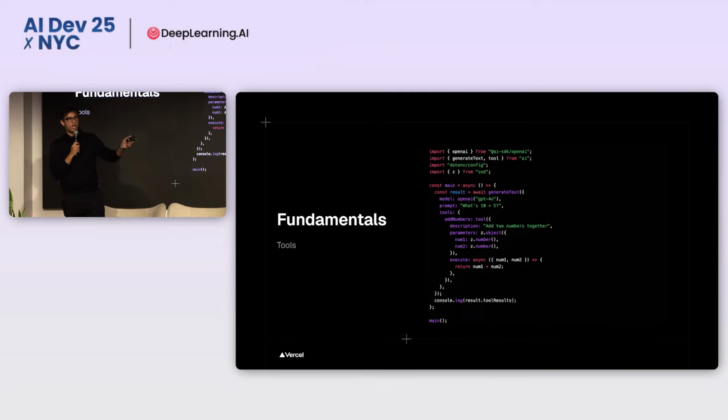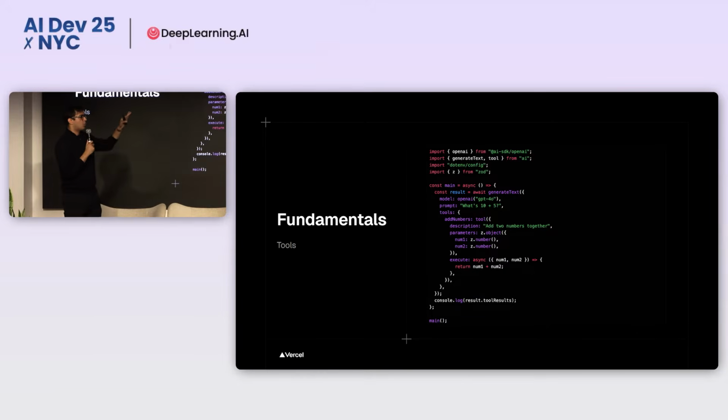So we saw how we can get the model to generate some text. But what if we wanted it to do a little bit more? What if we wanted to expand its context? What if we wanted it to interact with the outside world a little bit more? So this is where tool calling comes in.